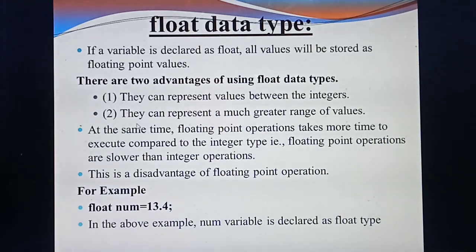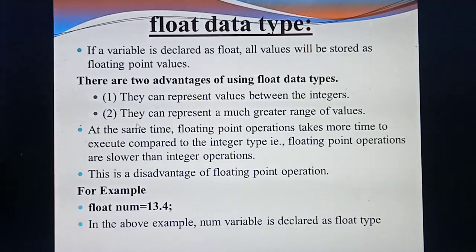Using this float data type, you can represent a much greater range of values. What's the meaning? For example, 5.666677. Likewise, a lot of values can come after the point. After the point, if you need to represent 66777888 or a lot of numbers, you can use this float data type. Understand? That's the second advantage: mainly it is used to represent a much greater range of values.